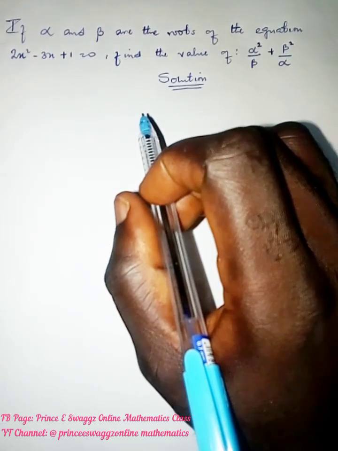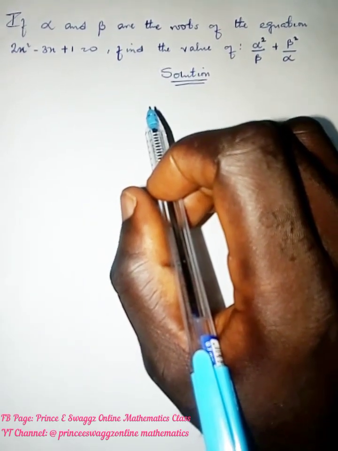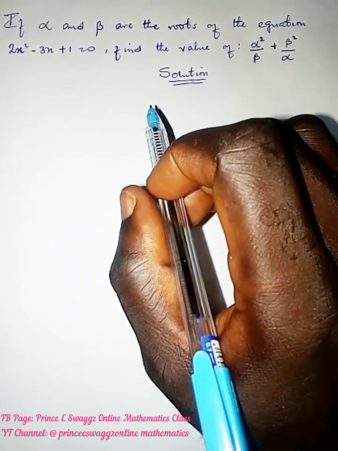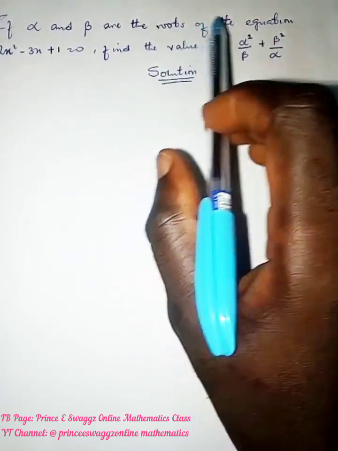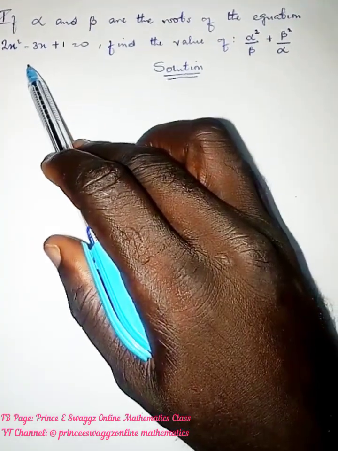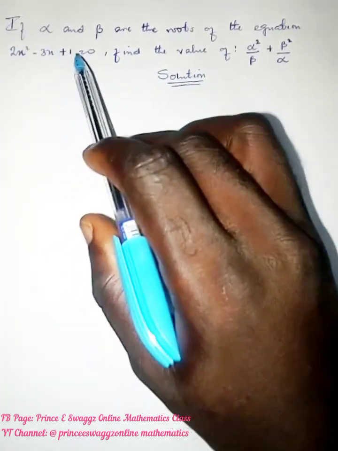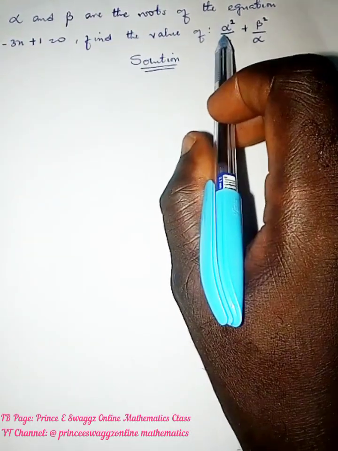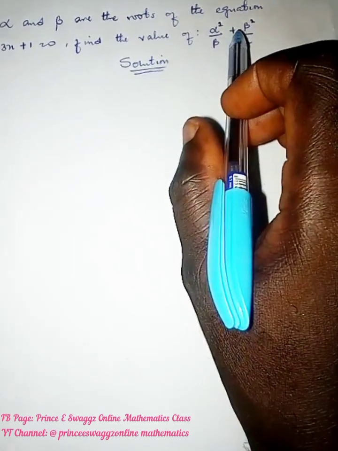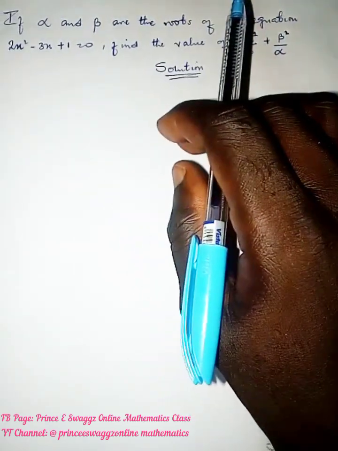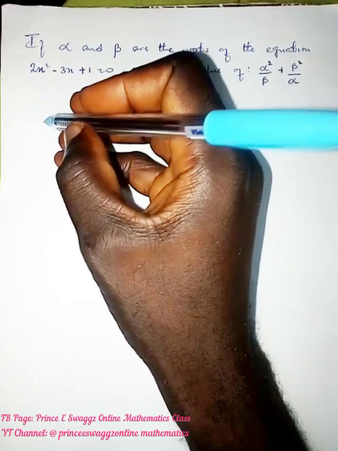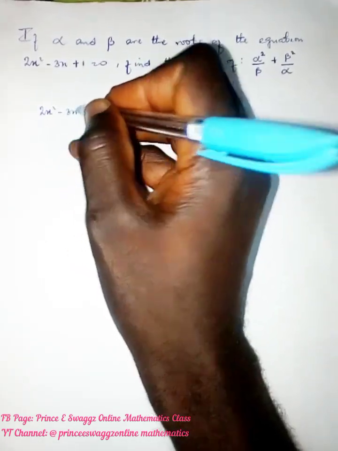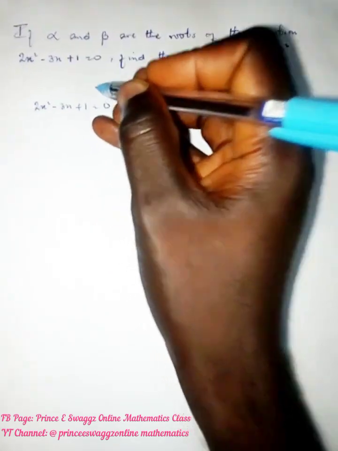Today, we want to find a solution to this question. It is: if alpha and beta are the roots of the equation 2x squared minus 3x plus 1 equals 0, find the value of alpha squared over beta plus beta squared over alpha. Now, solution. The question is 2x squared minus 3x plus 1 equals 0.